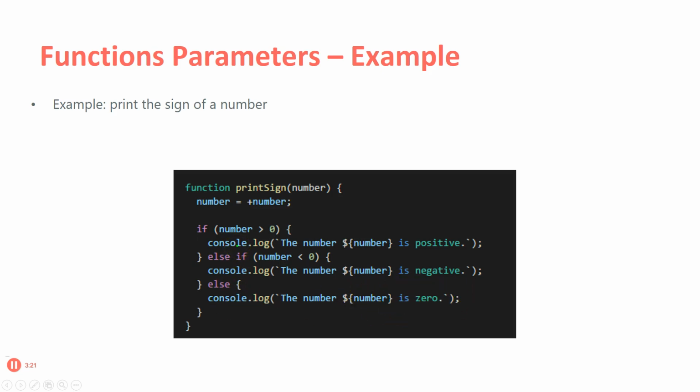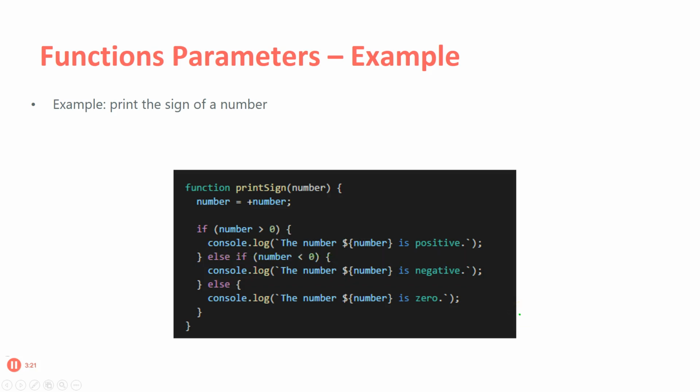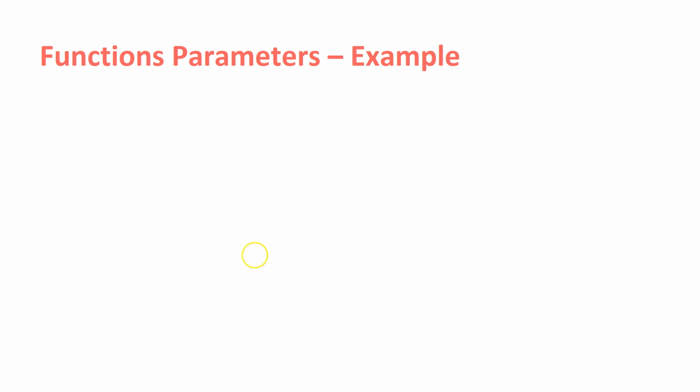And here is what I meant with function behavior can change depending on parameters received. So if I receive a positive number, then I'm going to execute this thing. But if I receive negative, I can execute this. And here that's the change of behavior depending on the value of my passed parameters.